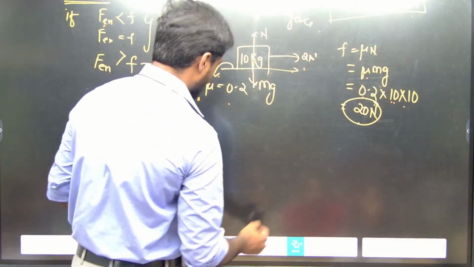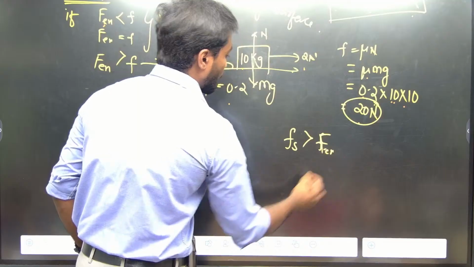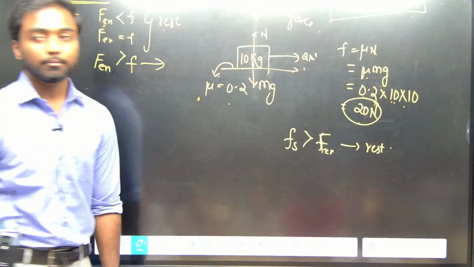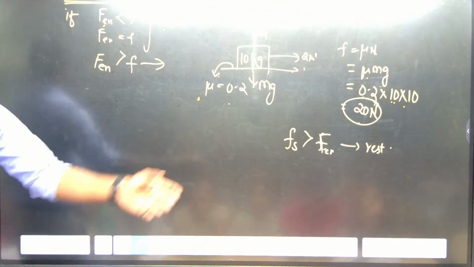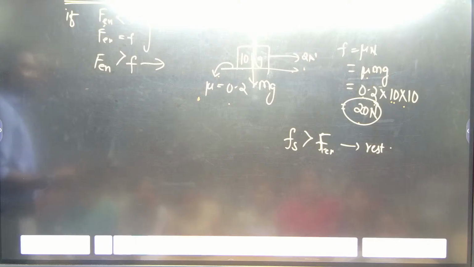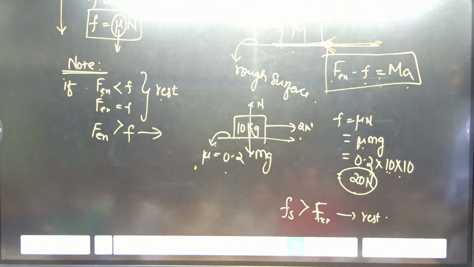So I can say that the friction force is greater than the external force, which means the object is at rest. If a 20 kg person is there and a baby comes and pushes, will he move? No, right? The value 0.2 is a given value, it's a given question.